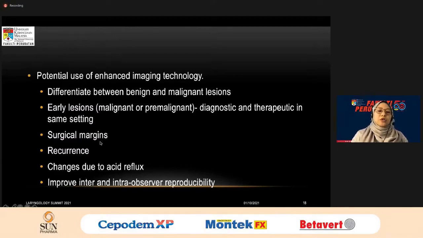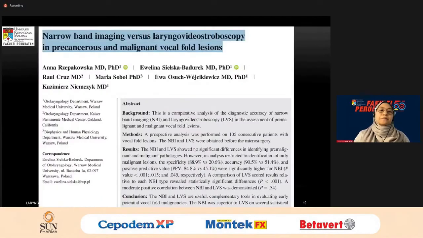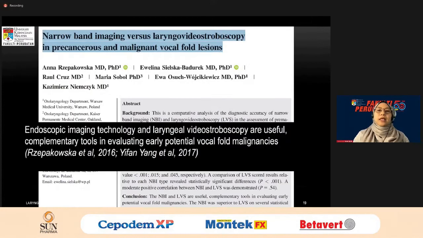Third, it helps us to map the surgical margin in a malignant tumor to detect recurrence, and potentially it may help us to detect any mucosal changes due to acid reflux, and it may help us in improving the inter- and intra-observer reproducibility.